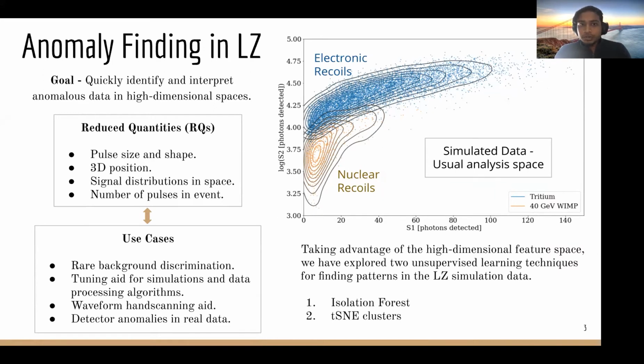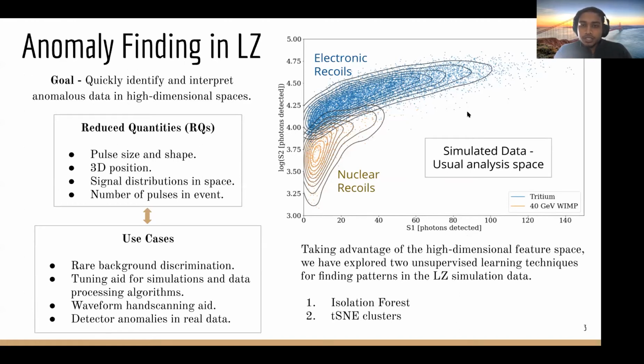Before we talk about high dimensional spaces, let's first quickly talk about the simple low dimensional space that if you're doing an analysis, you'll likely be working with. This is what's shown in this plot here. On the x-axis, we have the size of the S1 in units of number of photons detected. And on the y-axis, you have the size of the S2 in a log scale, because usually the S2 size is much bigger than the S1 size. And this is all simulated data.